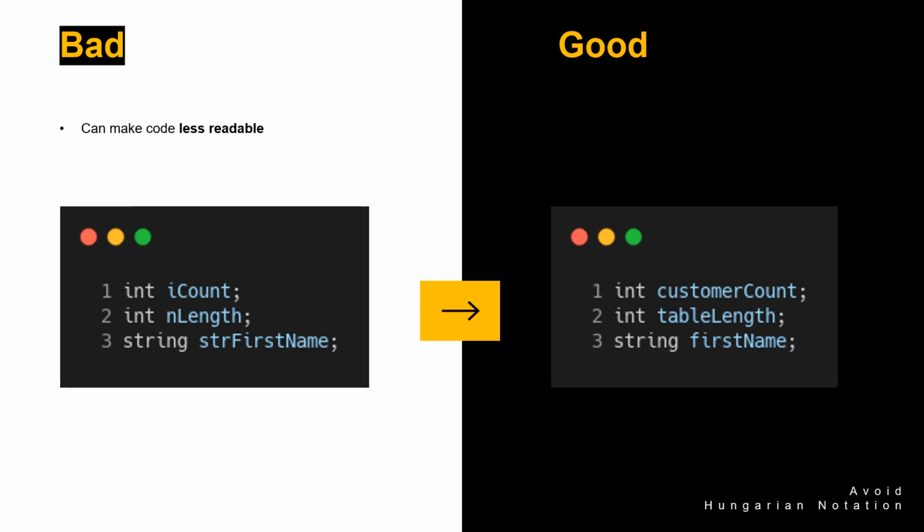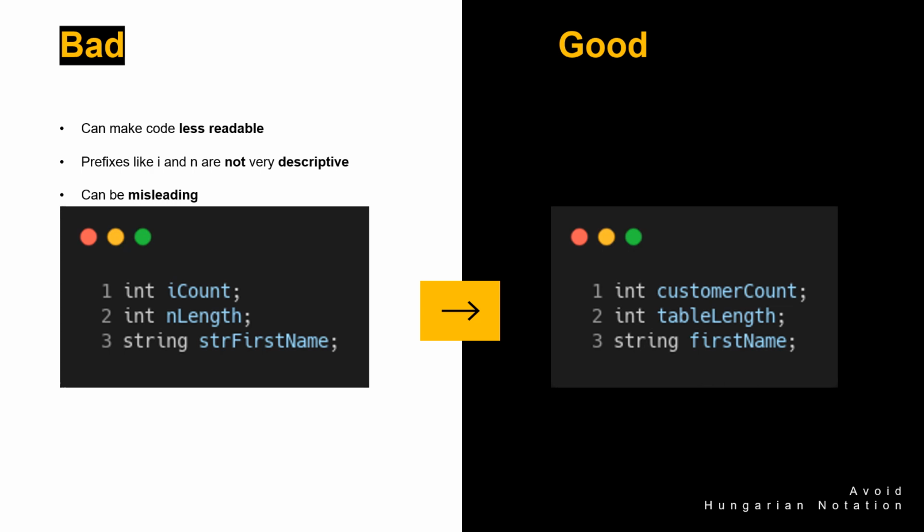It can make code less readable. Prefixes like I and N are not very descriptive and can make the code more difficult to read and understand. It can be misleading. The prefixes used in Hungarian notation do not always accurately reflect the type of the variable. For example, a variable named iCount might be expected to be an integer, but it could also be a floating point value or even a string.